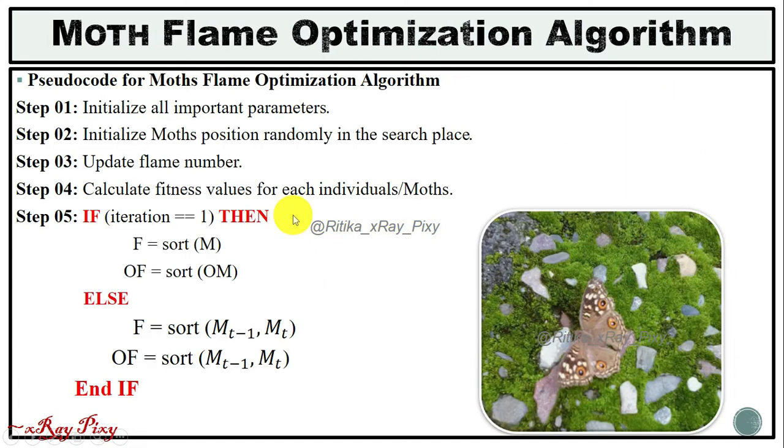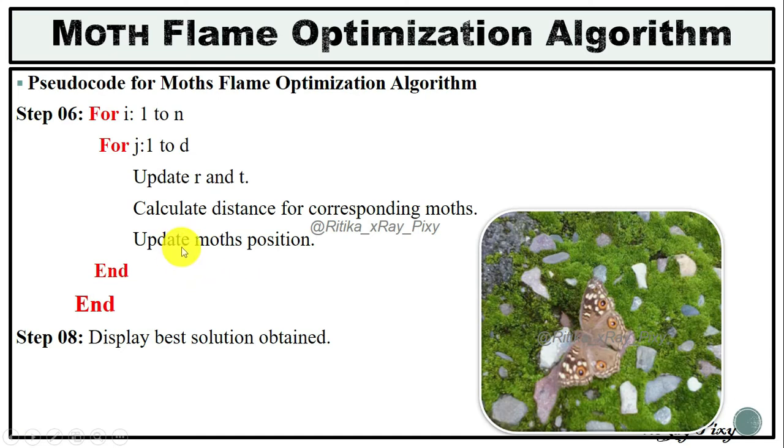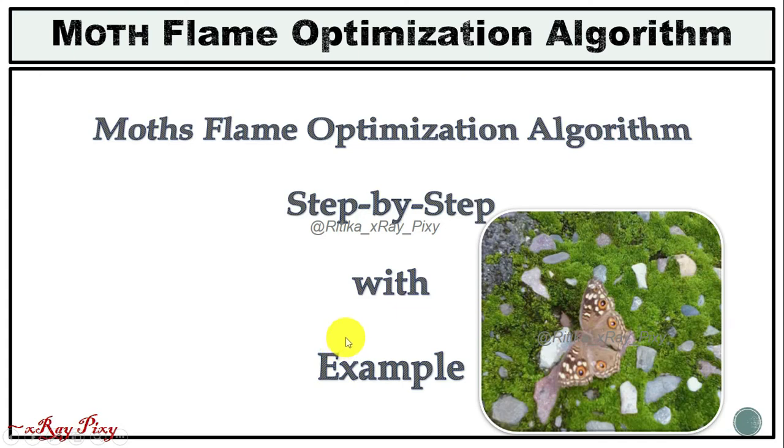Now you can see the pseudo code for this algorithm. First, we will initialize all the important parameters. After that, we will initialize the moth positions randomly in the search space, then update the number of flames using this equation, and then calculate the fitness value for each moth in the current population using a fitness function. After that, in step 5, if iteration is 1, then update moth position using this, else using this. After that, we will calculate the distance for the corresponding moth and update the position, and in the end, display the best solution obtained. Now we will try to understand how this algorithm is working with a numerical example.